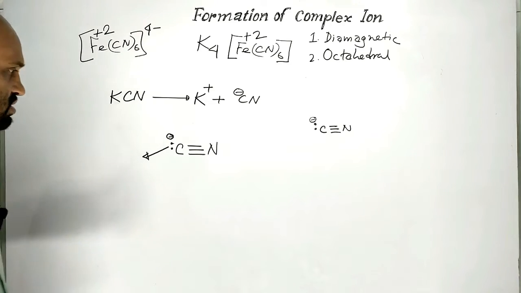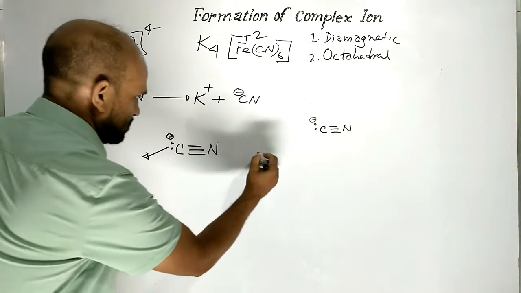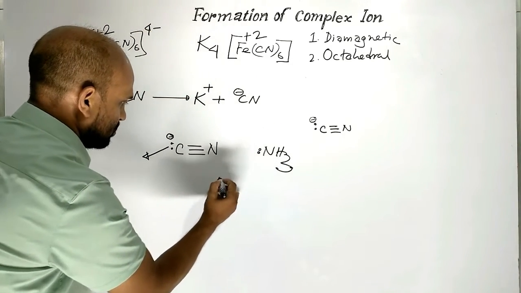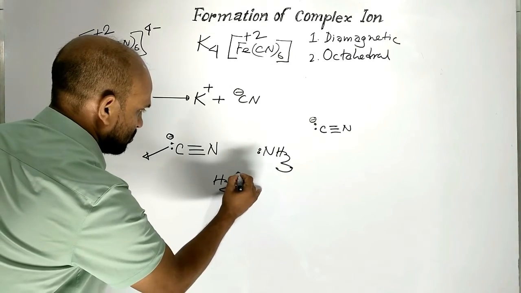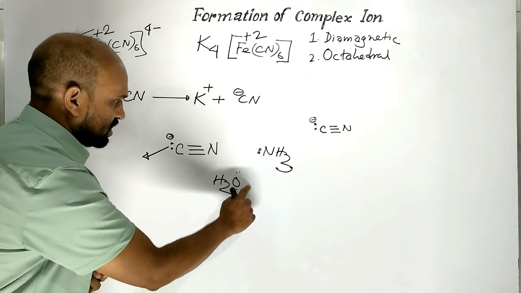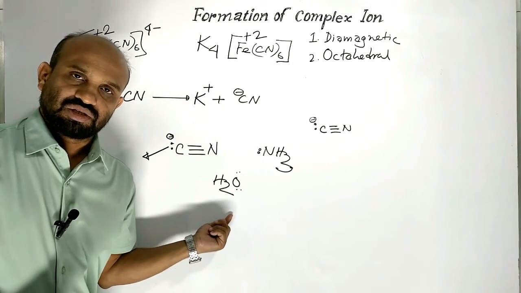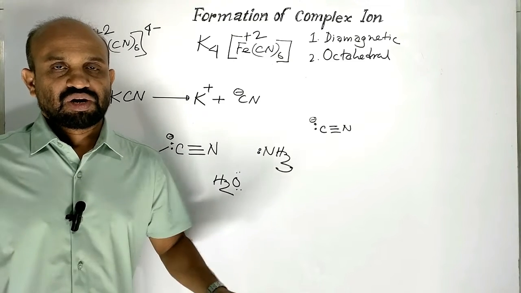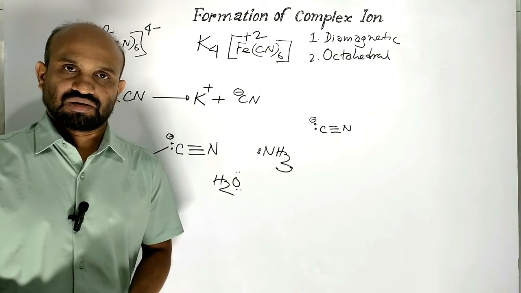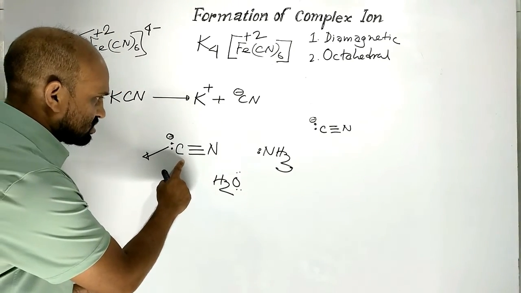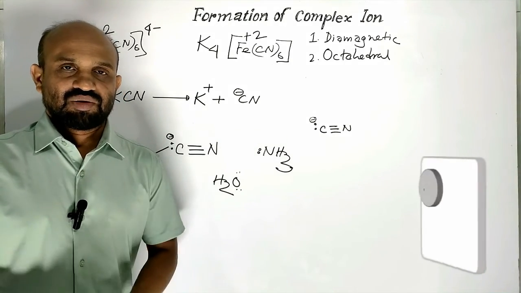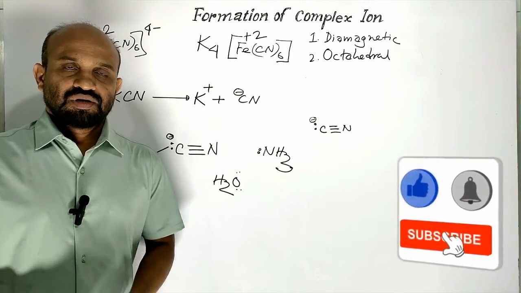Definition of ligand is the negative ion or neutral molecule like ammonia, water, that contain lone pair of electrons, by which this can form coordinate covalent bond with vacant orbitals of transition metal atom or transition metal ion. These negative ions or neutral molecules are called ligands. This is all about formation of complex ion, hexacyanoferrate 2 ion.